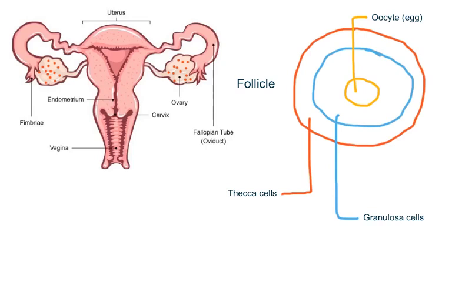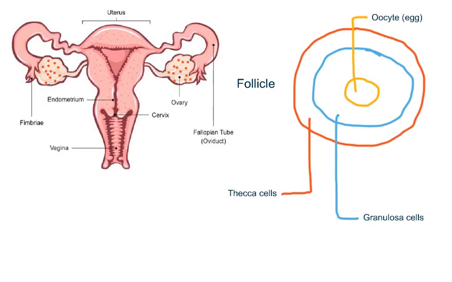Here is the basic anatomy of the female reproductive system. As you can see, here is the uterus with the endometrial lining, the two fallopian tubes along with it holding the ovary. Now these orange dots which you see inside the ovaries are the follicles.